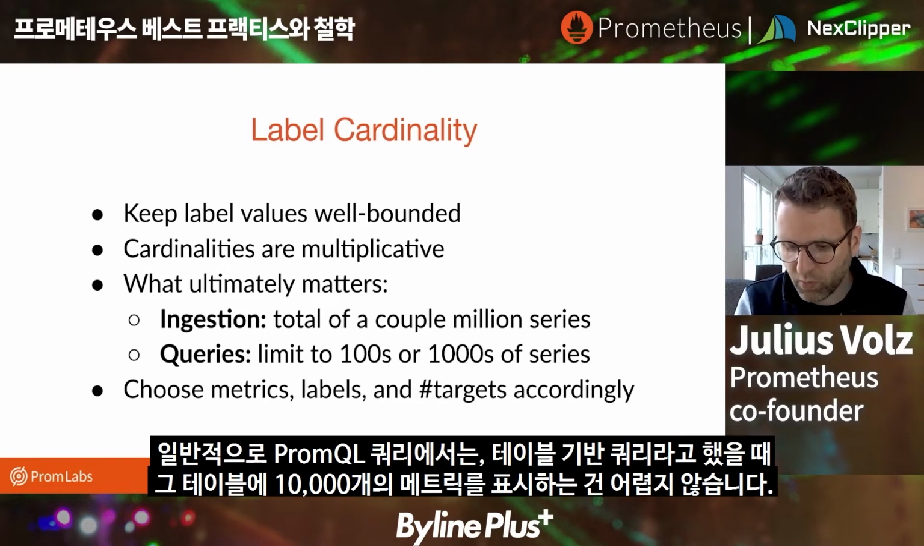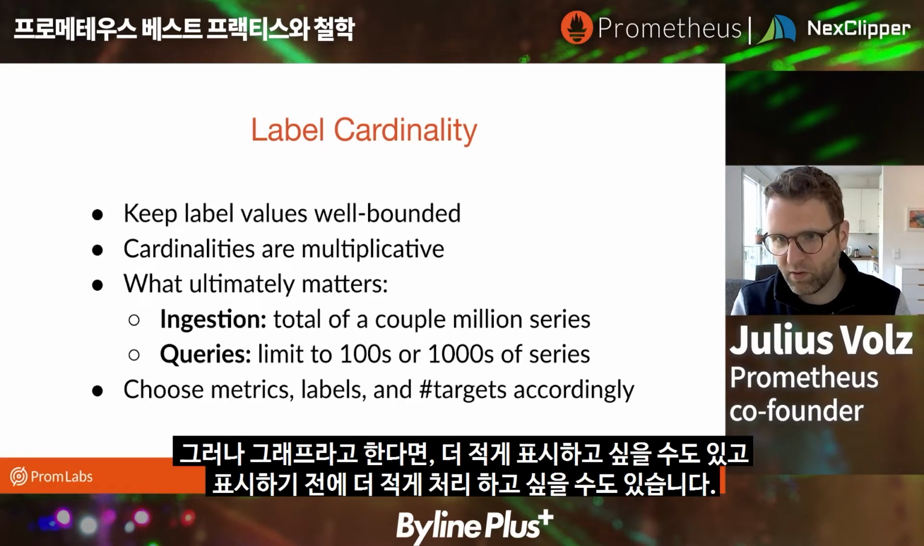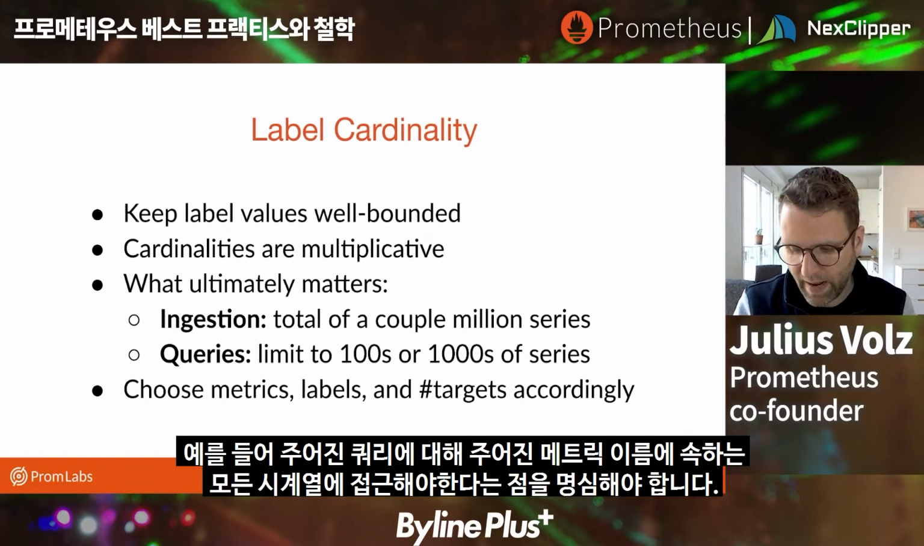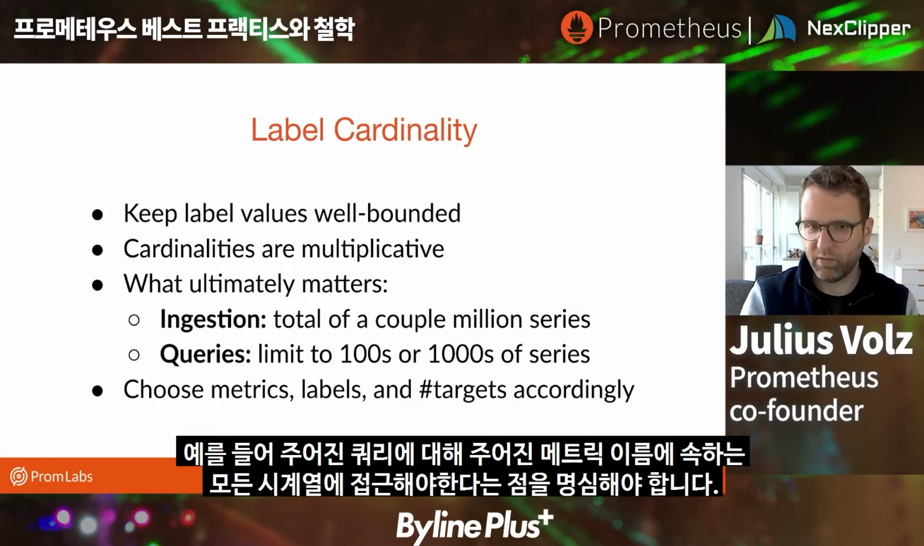So typically in a PromQL query, if it's a table-based query, you may still comfortably be able to show 10,000 metrics or so in a table. But in a graph, you already want to show less and maybe even process less before showing it. So you have to keep in mind that you are going to have to access all the series belonging to a given metric name for a given query, for example.